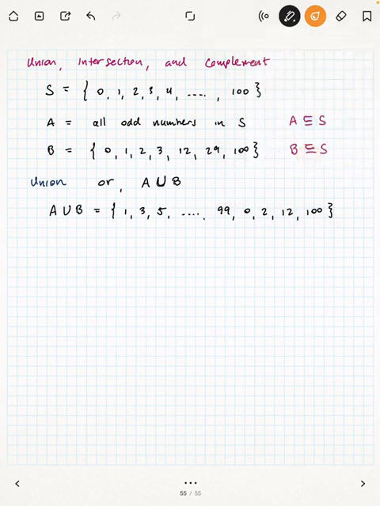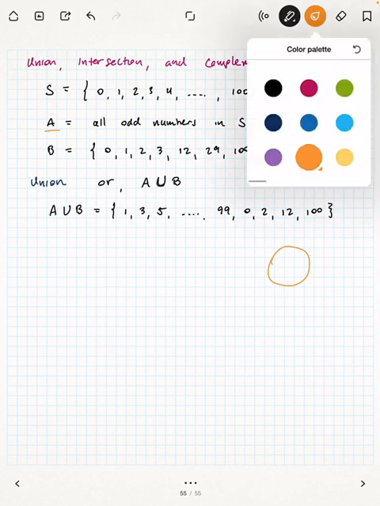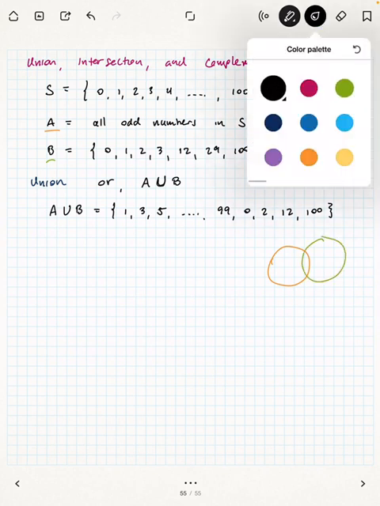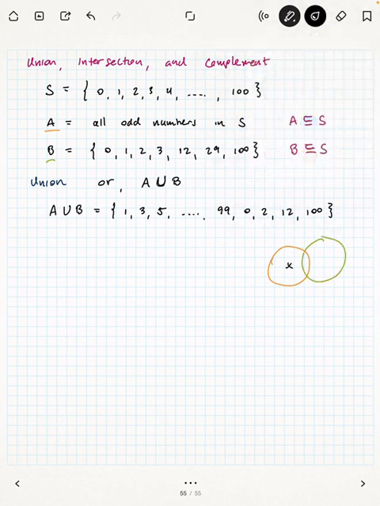if A, we're going to represent as this circle here, and B is this green circle here. A union B is everything in A and in B and in the middle.